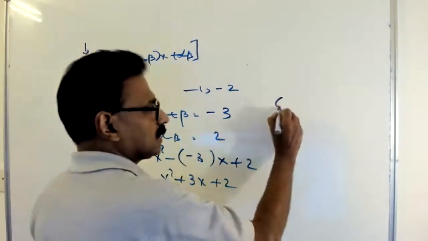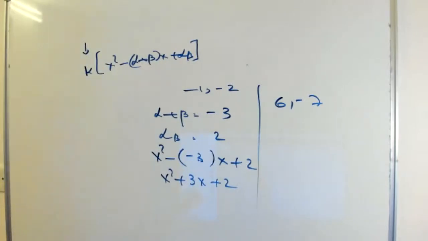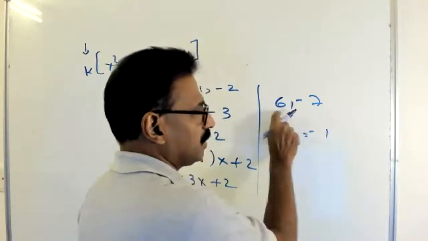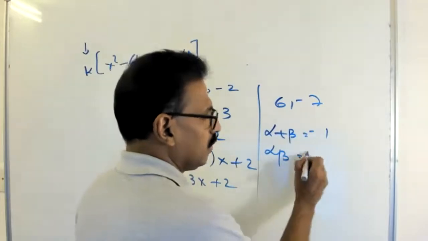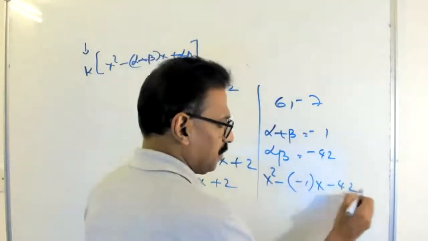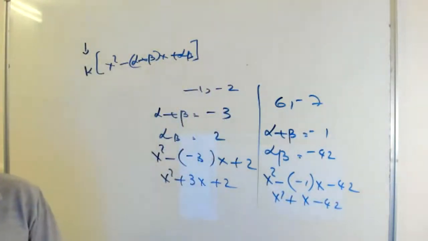Karishma. 6 minus 7. You write what is alpha, what is beta, what is alpha plus beta, what is alpha into beta, right? Okay, tell me. Alpha plus beta is minus one. Correct or no? Alpha beta, minus 42. Now polynomial x square minus minus 1 into x minus 42. So x square plus x minus 42. Correct? Yes. Okay.